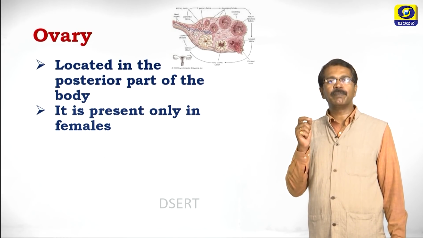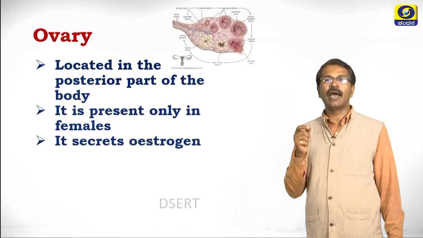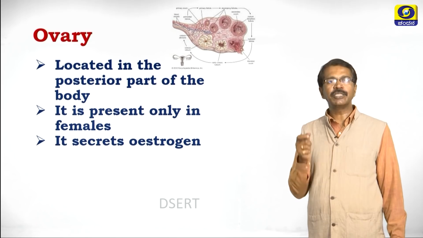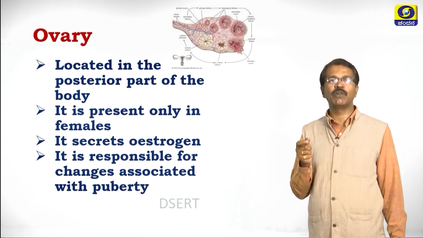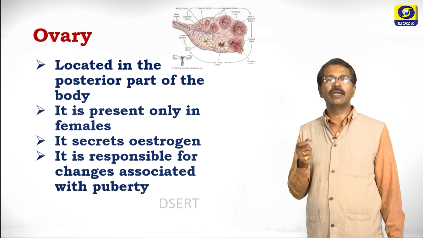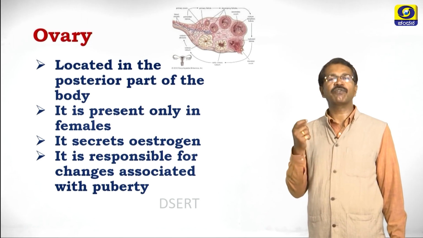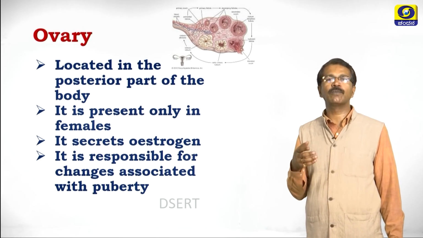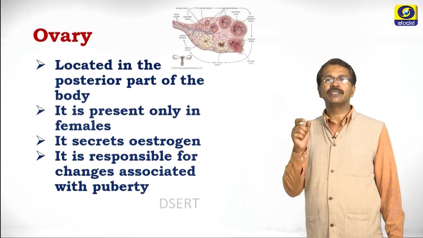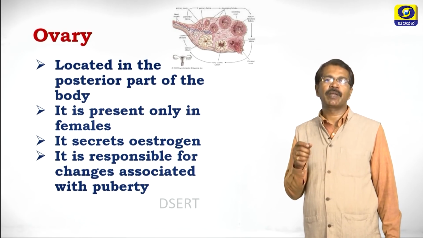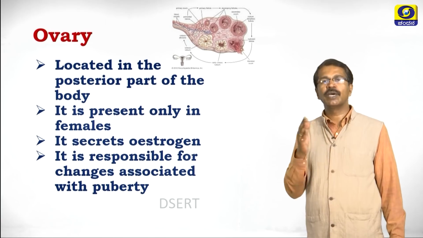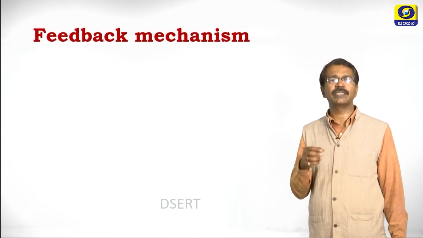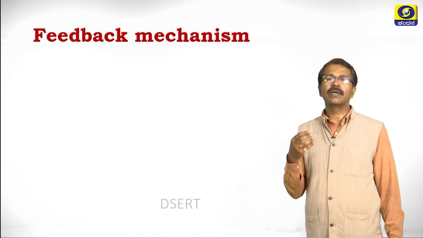It is present only in females and it secretes estrogen hormone. This estrogen hormone is also responsible for puberty changes and for feminine characters in females. Of course, this hormone is also released when a child attains puberty, again from 12 to 19 years. Likewise, all these endocrine glands help in coordination.